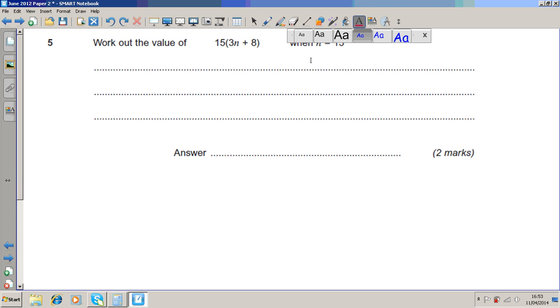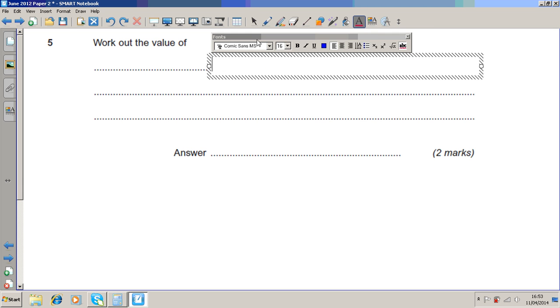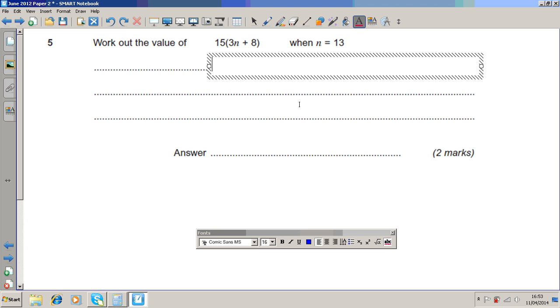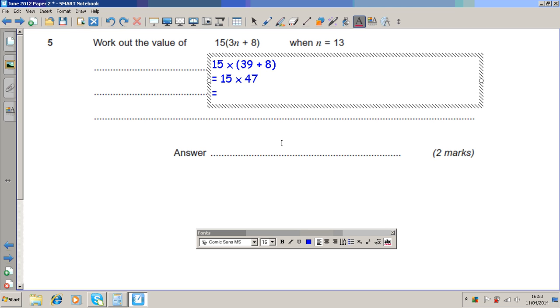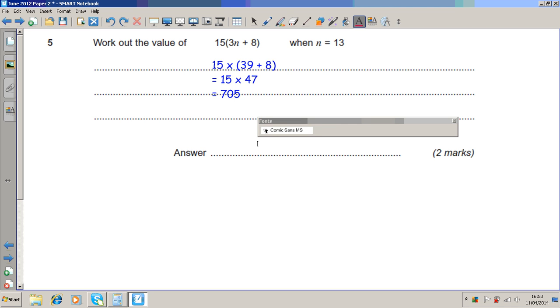Number 5, algebra. I honestly think these are easy marks to pick up. You've just got to take your time not to make mistakes. So what does that mean? It means we do 3n plus 8 in the bracket and then we times it by 15. So 15 times 3n plus 8. If n is 13, 3n is 39, plus 8 is 47. So that is 15 times 47, and on a calculator it's 705. And there's our answer, 705.